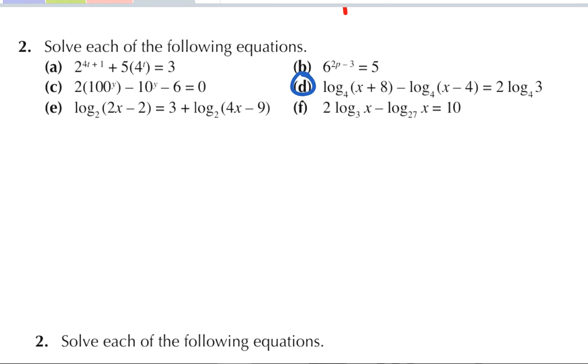Okay, part D is the logarithmic question. One look at this question. What do you notice about this question first? Anyone can tell me what is very obvious in this question? Can anyone tell me what is obvious?